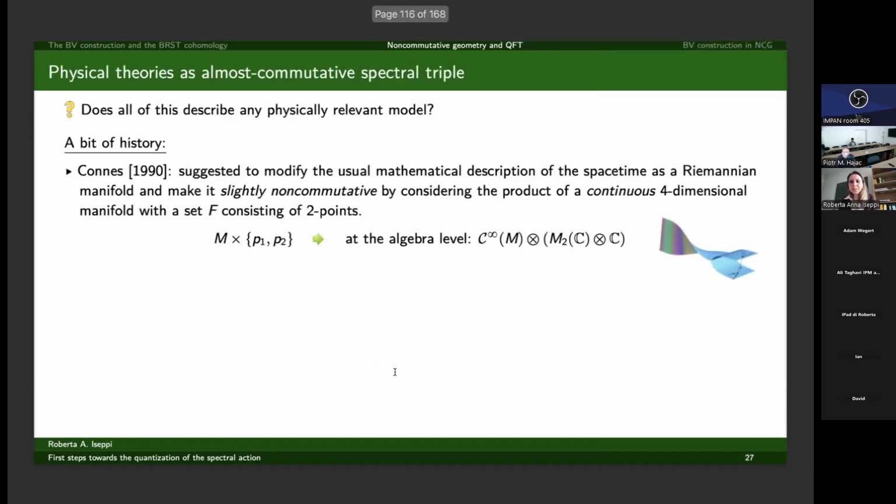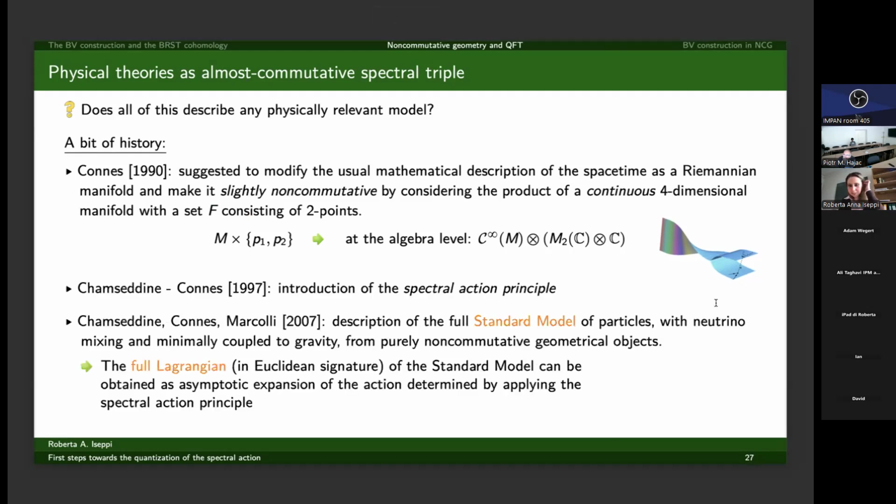Okay, so of course the question is, does that describe any physically relevant model? And the story starts already in the 90s, where Kahn noticed that as soon as you take two copies of your canonical spectral triples, so you're really taking the product between your space-time and 2 points, that already gives a model that is quite interesting and gives you some kind of the Higgs boson appearing.